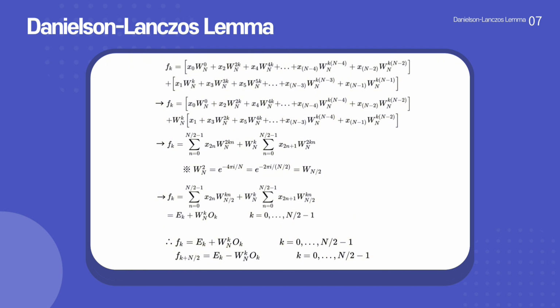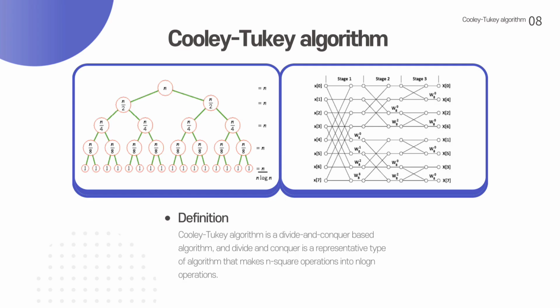The Danielson-Lanczos lemma can be derived like this. The Cooley-Tukey algorithm is a divide and conquer based algorithm. Divide and conquer is a representative type of algorithm that turns n-squared operations into n log n operations. In computer science, divide and conquer is an algorithm design paradigm. A divide and conquer algorithm recursively breaks down a problem into two or more sub-problems of the same or related type until these become simple enough to be solved directly. The solutions to the sub-problems are then combined to give a solution to the original problem.